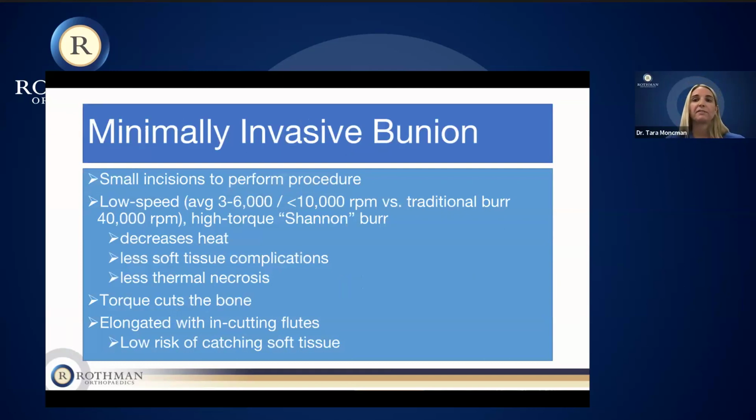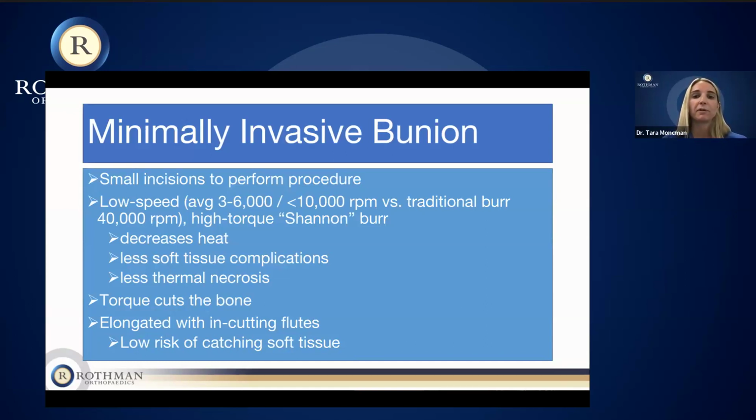So the minimally invasive bunion, how do we do it, right? So we use a few small incisions. And usually what I tell patients is, instead of one big incision, I'm going to do about 6 to 8 small incisions throughout the big toe in order to achieve the correction. And that 6 to 8 kind of depends on the severity of the deformity, and any concomitant deformity that you may have.